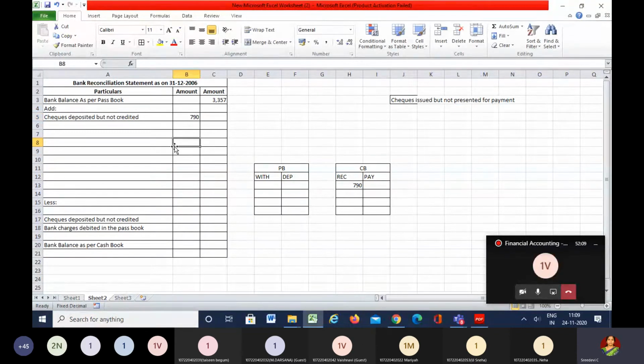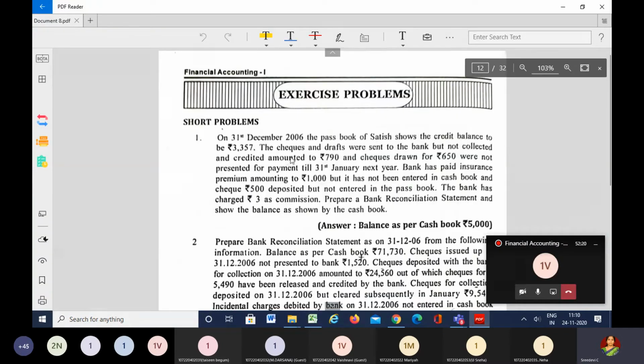Yes, ma'am. So let it be checks or let it be drafts. If you want, you can also include the term as checks and drafts deposited but not credited in the passbook. Or whatever the transaction is, if it is completely mentioned here, you can write the same to avoid confusion. And the next one, he says, checks drawn.